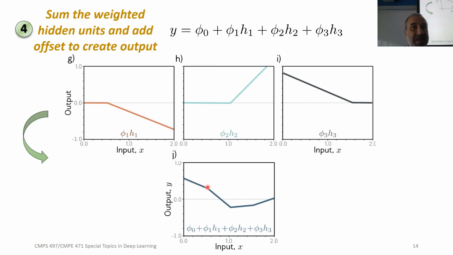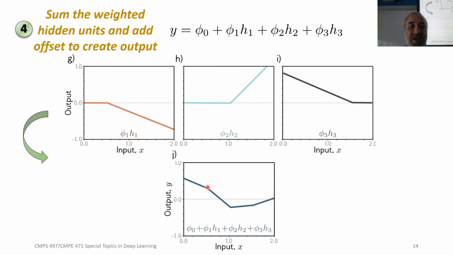And that's why we will have this shape. This is what we call a piecewise linear function. It's a sequence of small linear pieces. The slope of each piece depends on the slope of each function at that region.